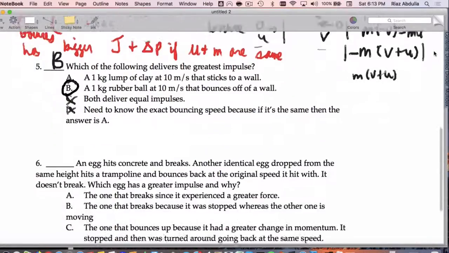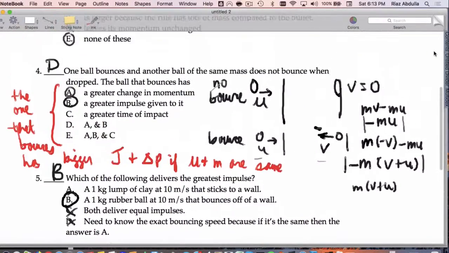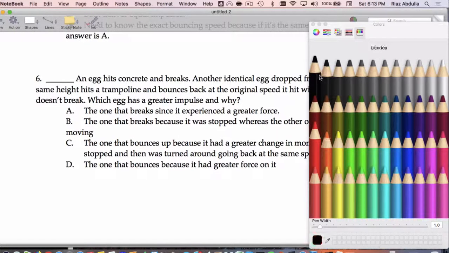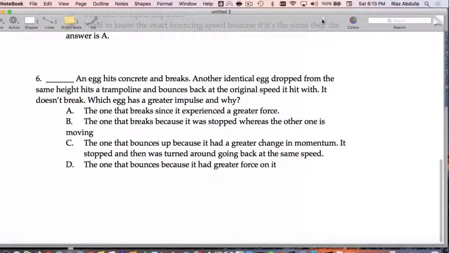All right, so next we'll take a look at question number 6. An egg hits concrete and breaks. Another identical egg dropped from the same height hits a trampoline and bounces back at the original speed it was hit with. It doesn't break. Which egg has a greater impulse and why? Now here's the interesting thing. Impulse is different than force. I absolutely believe the egg that hits concrete has a bigger force, but it has a smaller impulse.